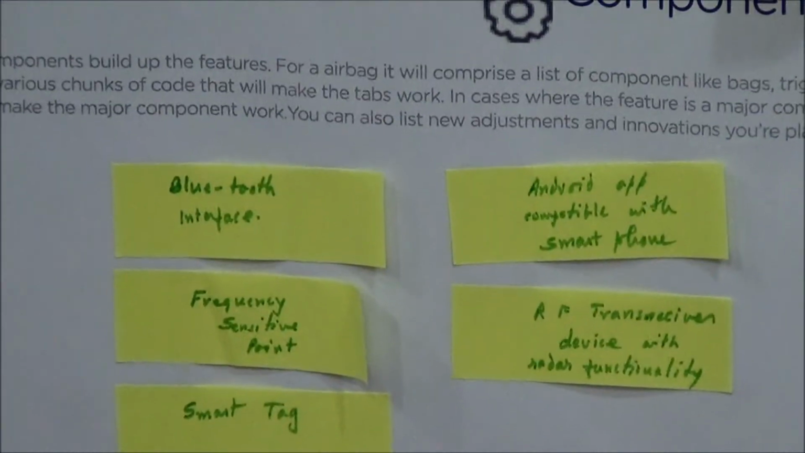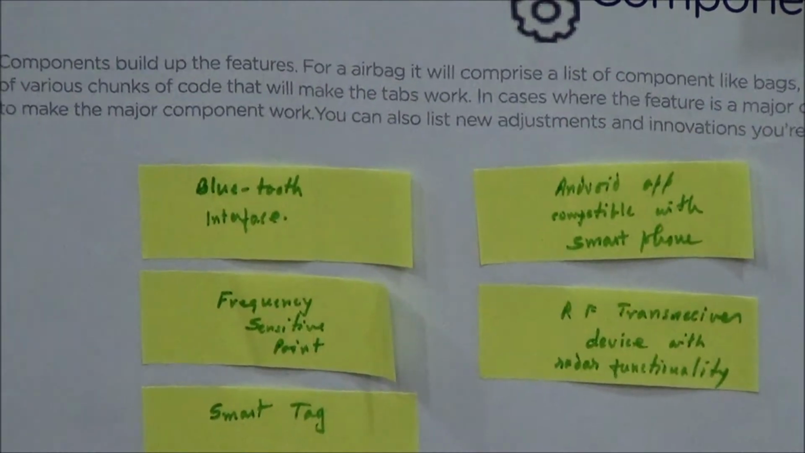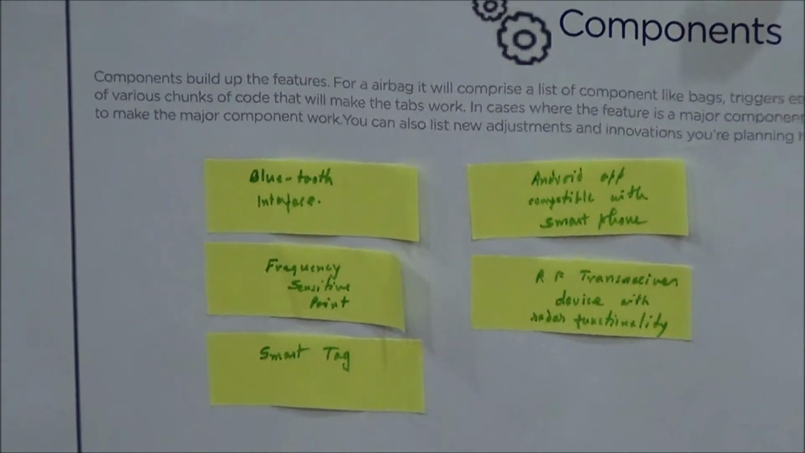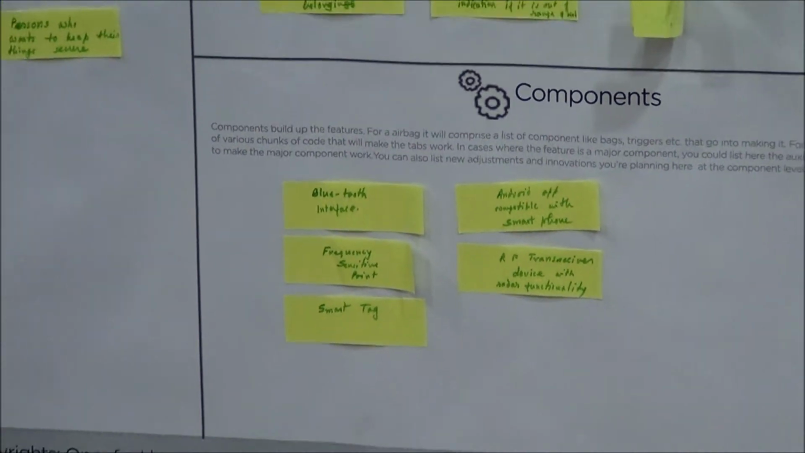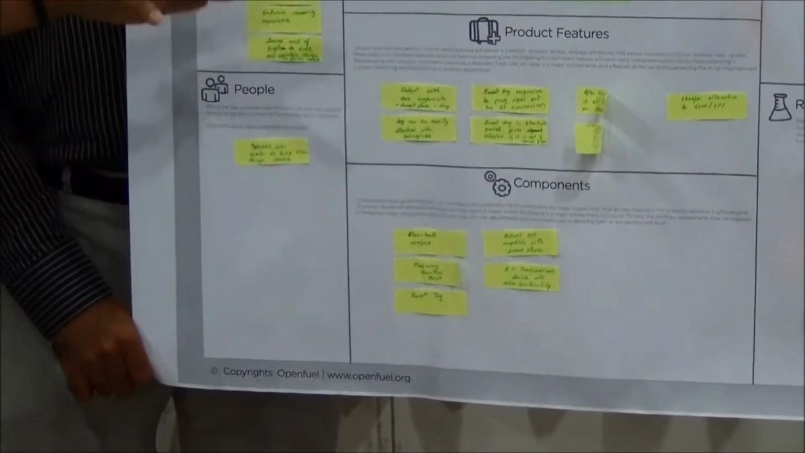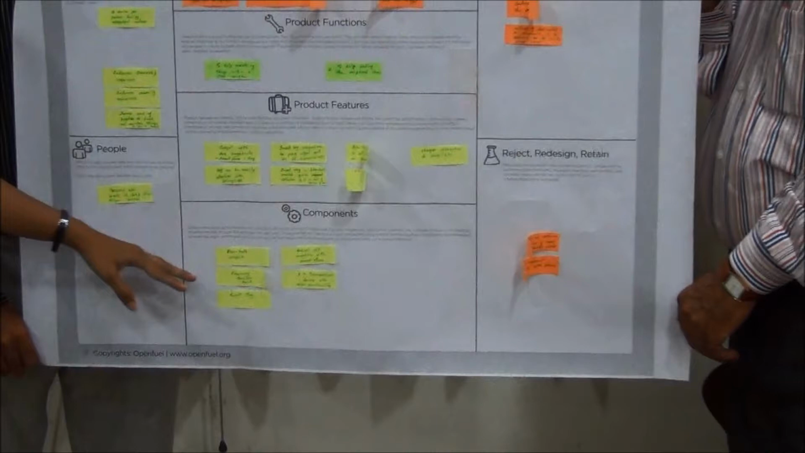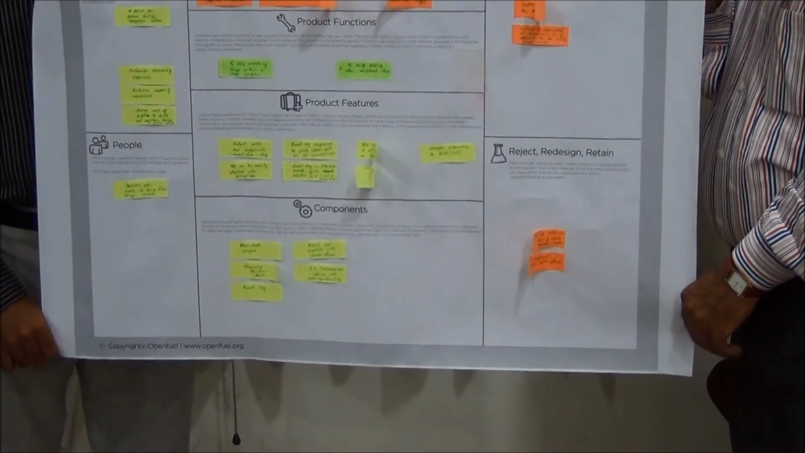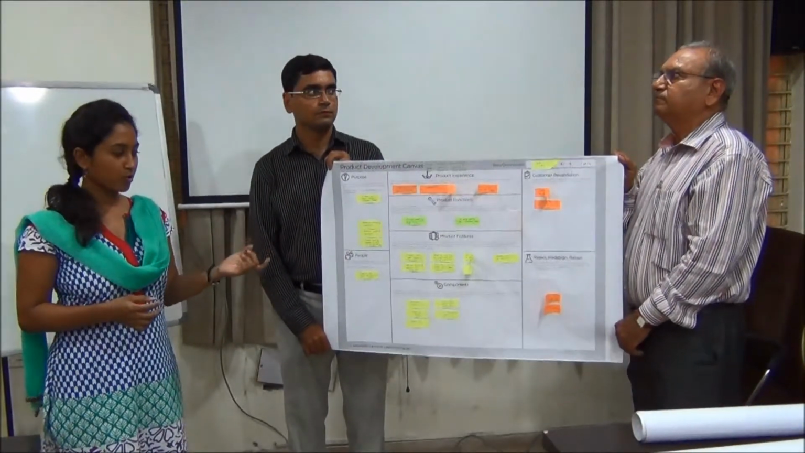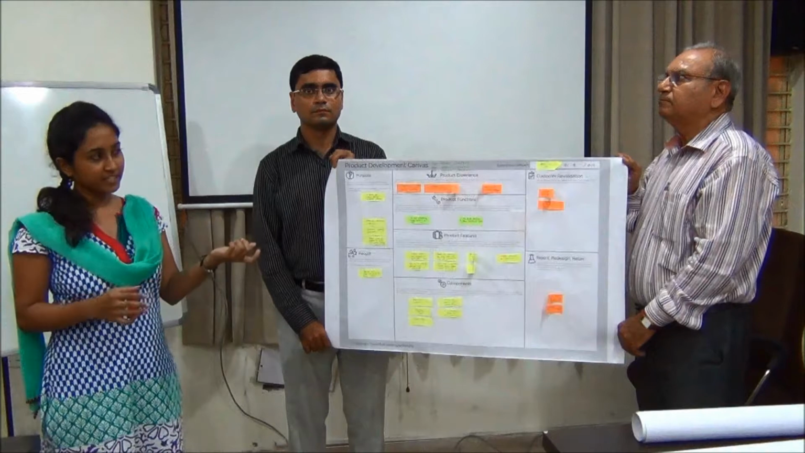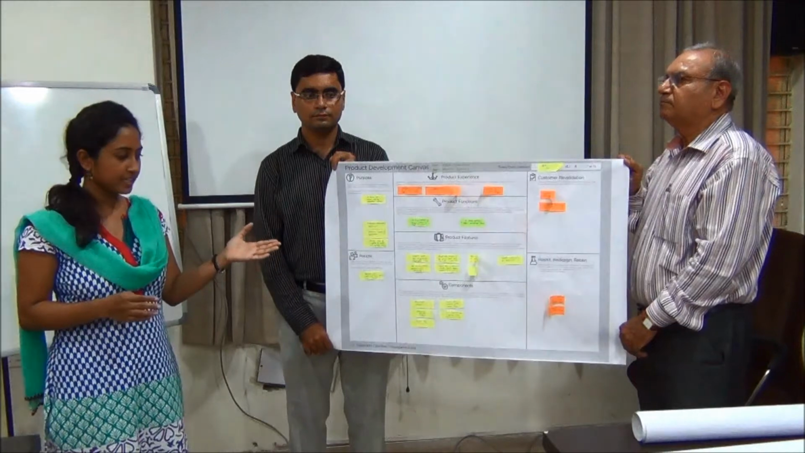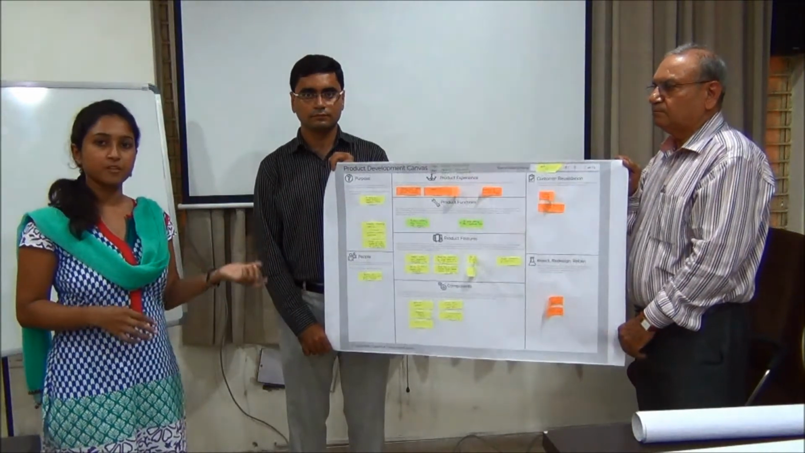So finally we decided the product is in the form of 2 parts. One is the smart tag that would be attached to the belongings which are likely to be misplaced or lost, and the other is an Android app that would be in the smartphone itself. So those are the components, and then comes the product feature. Within the components I missed one thing, that is the RF transceiver module. The mobile is an RF transceiver itself. So we need to increase the range of that RF transceiver so that the tags will respond to those RF frequencies.